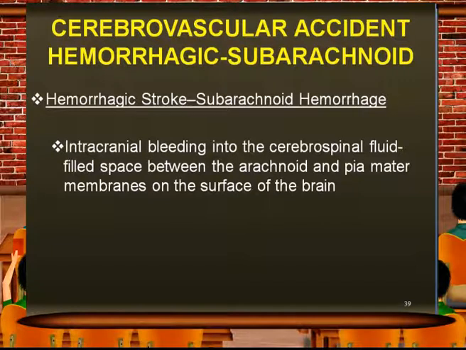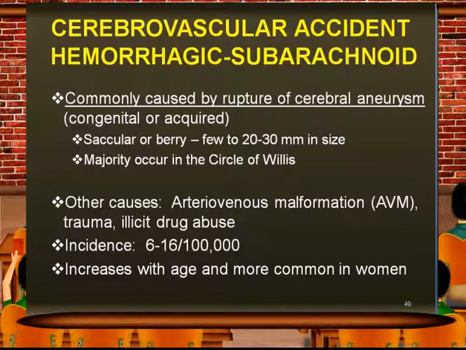Hemorrhagic stroke, subarachnoid hemorrhage. This is another entity. Intracranial bleed leads into the cerebrospinal fluid-filled spaces between the arachnoid and the pia mater, on the surface of the brain. The common cause is a ruptured cerebral aneurysm, which may be saccular or berry aneurysms, comprising 20 to 30 mm in size. The majority occur in the circle of Willis. Other causes may be AV malformations and illicit drug abuse. Incidence is 6 to 16 per 100,000. It increases with age and is more common in women.